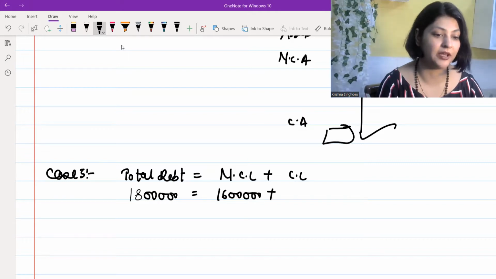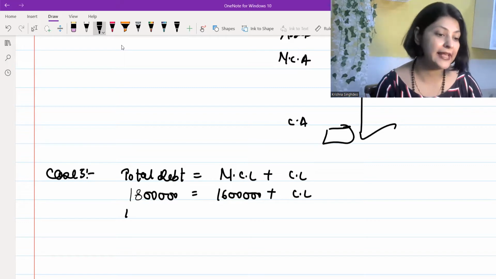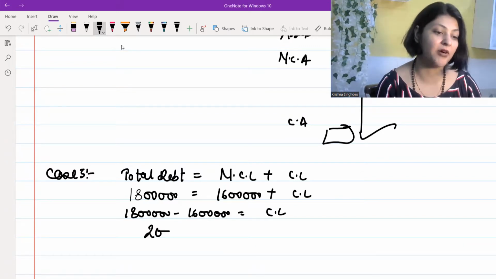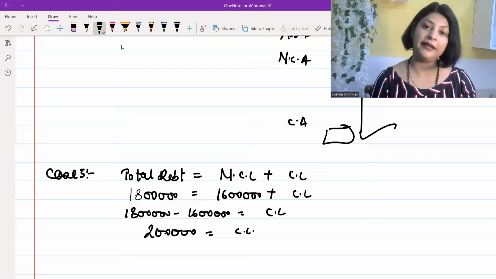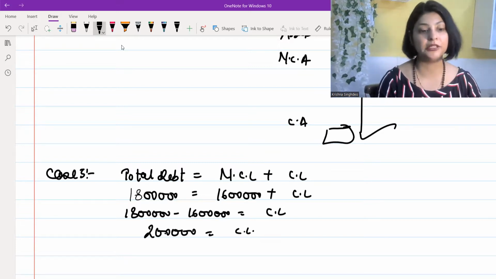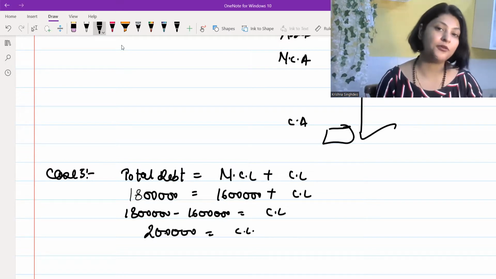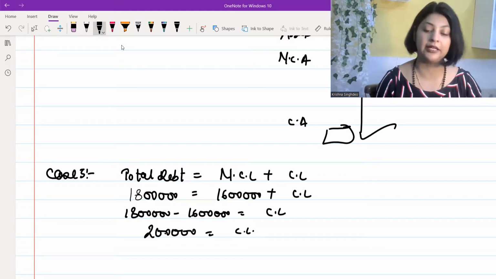And what do we have to find out? We have to find out current liability. So 18 lakh minus 16 lakh rupees, this we will deduct. And here is your current liability. So what is the amount of your current liability? The amount of your current liability is 2 lakh rupees. And how did we find out? We have made this formula on our own. The total debt is equal to non-current liability plus current liability. So if we know two figures, total debt and non-current liability, we can easily find out current liability.